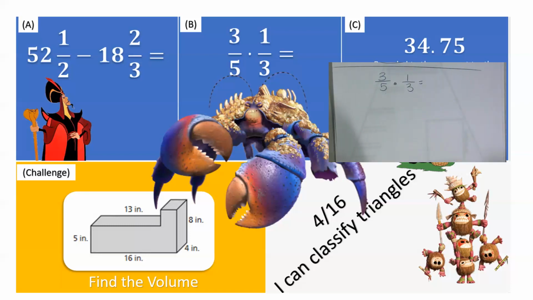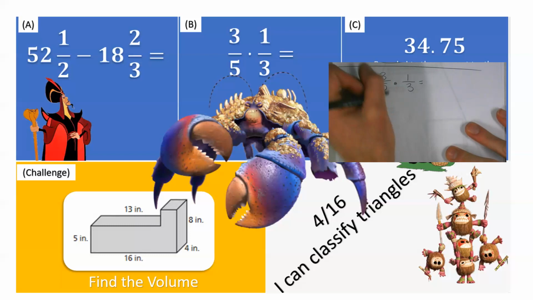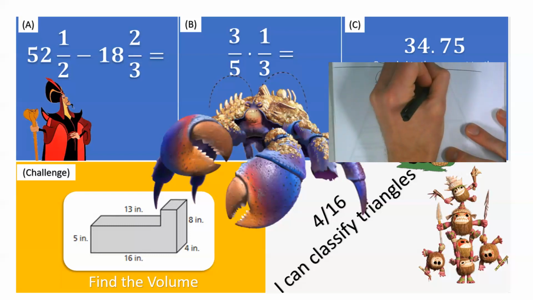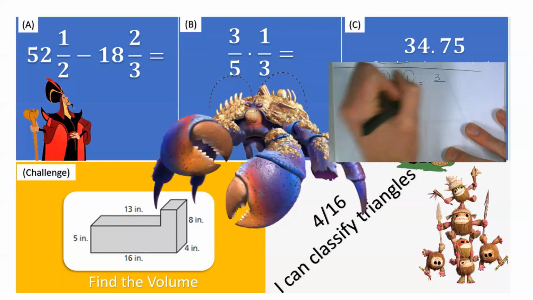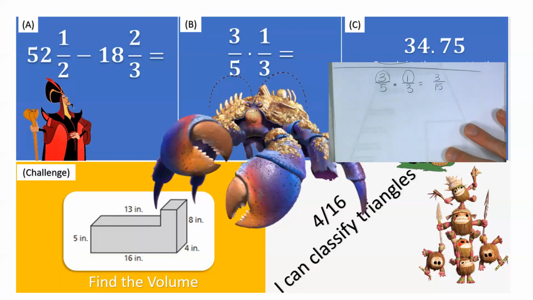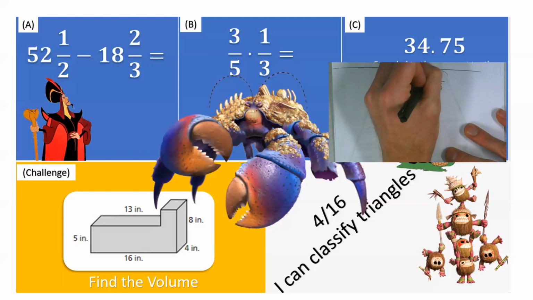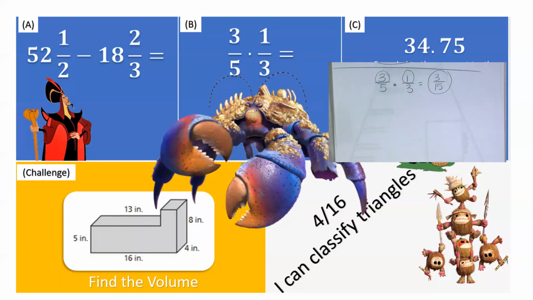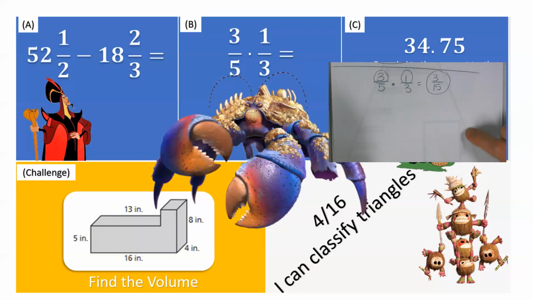Can you reduce first? Oh, yeah, you can. But let's pretend you don't know how to reduce. Then you just multiply across. 3 times 1 is 3. 5 times 3 is 15. If you have absolutely no idea how to reduce, then this is your answer. You're not going to see that in the multiple choice option. So you really need to learn how to reduce.